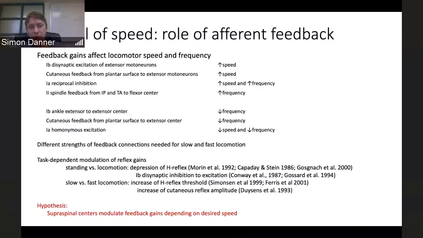So what we did is we performed a sensitivity analysis by perturbing the different feedback connections with a small weight during locomotion and measuring the effect on speed and frequency. What we could identify is that 1B synaptic excitation to extensor motor neurons increases the speed, and so does the cutaneous feedback from the plantar surface to the extensor centers, not motor neurons. And 1A reciprocal inhibition increased both frequency and speed, while spindle feedback from the iliopsoas and TA to the flexor centers increased the frequency.